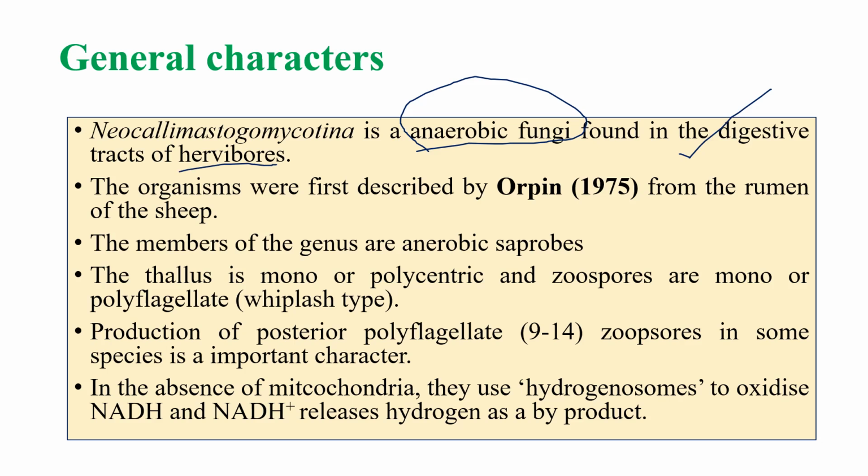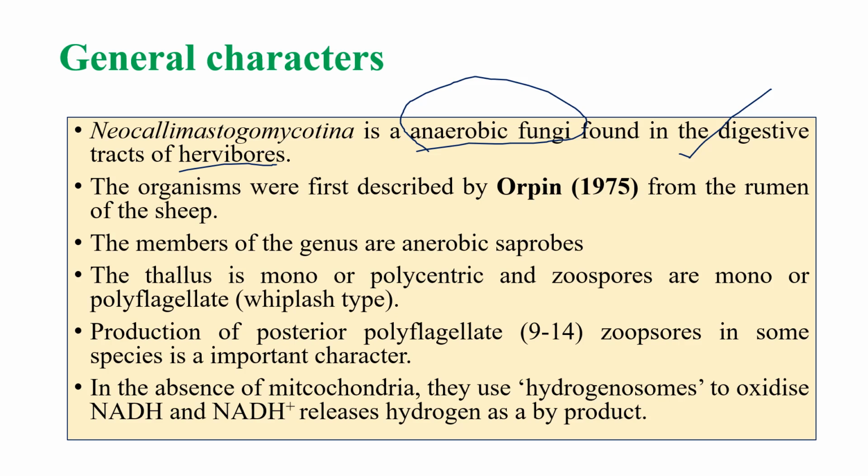So for example, you can take sheep or goats. They have a digestive tract, right? We can call it rumen. We can simply call it stomach. So there this fungi used to grow, and it causes infection especially to animals like herbivores. So which means it is an anaerobic fungi mainly grown in digestive tracts of herbivores. Then you can ask me, can't it grow outside? Mostly it is observed in digestive tracts of herbivores only. No reports of outside, I think so.